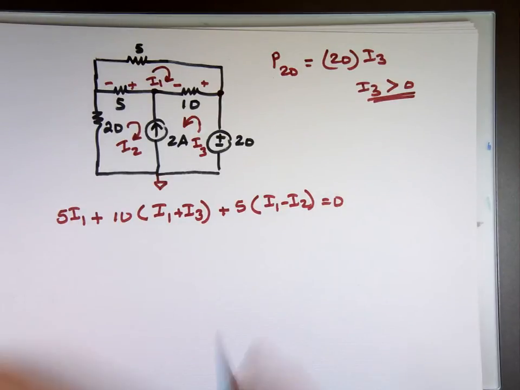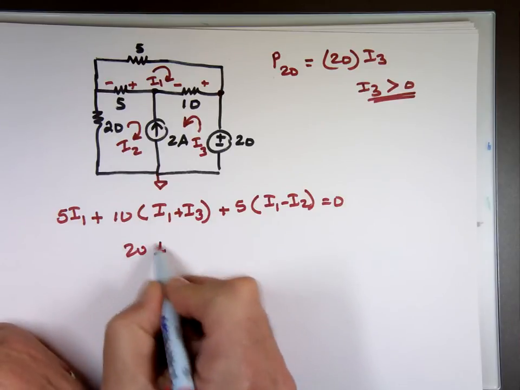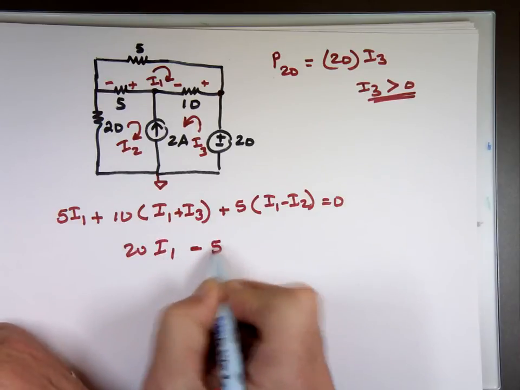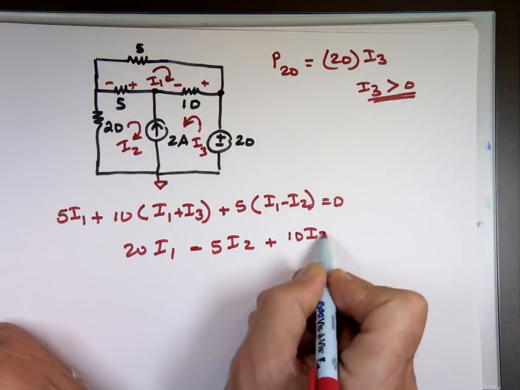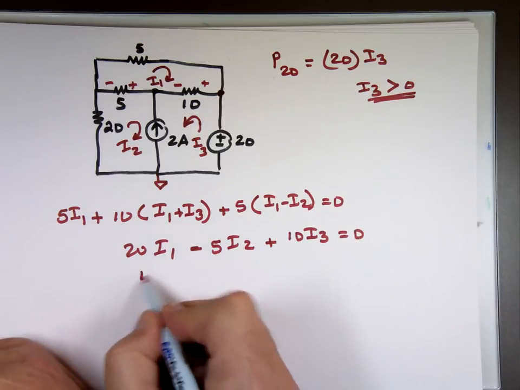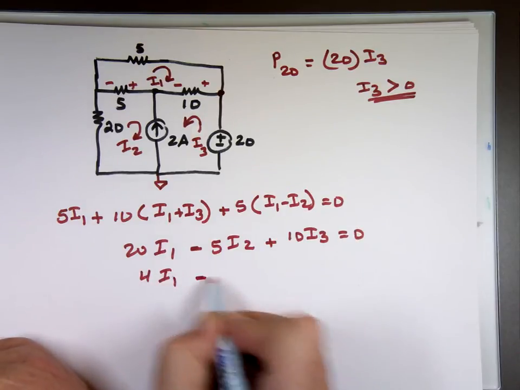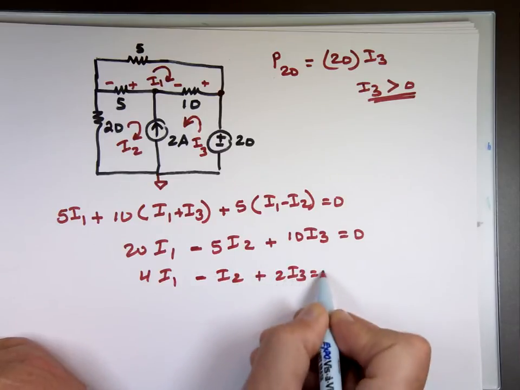What do we have? 20, 5, 10, and 5 is 20 I sub 1, negative 5 I sub 2, plus 10 I sub 3 is equal to 0. Divide by 5. That's the first equation.